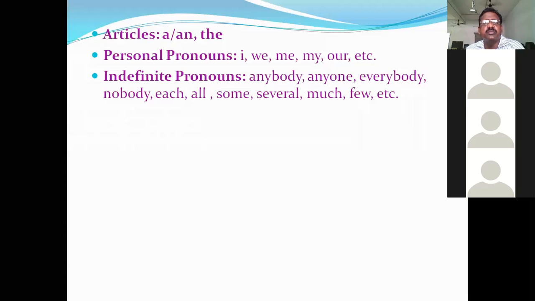Next, personal pronouns: I, we, me, my, our, etc. While we are using these, these are the structural words. I am going to teach you about content words next time. See, indefinite pronouns: anybody, anyone, everybody, nobody, each, all, some, several, much, few, etc. These are the structural words.